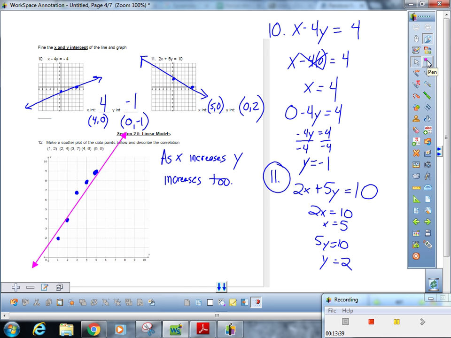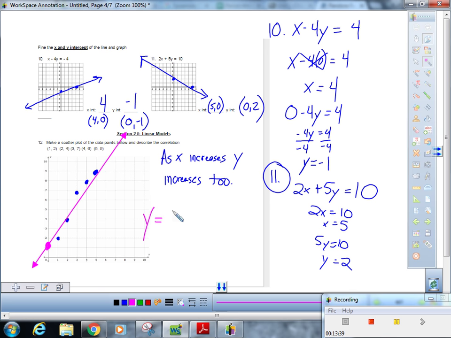Here it looks like, and there is not a single right answer for this, so answers could vary here. But here it looks like my y-intercept is about 1, and my slope, every time I go over 1, I go up about 1.5. Okay? So I would say that my estimate for my line of best fit is y equals 1.5x plus 1. Okay? Answers could vary for that.